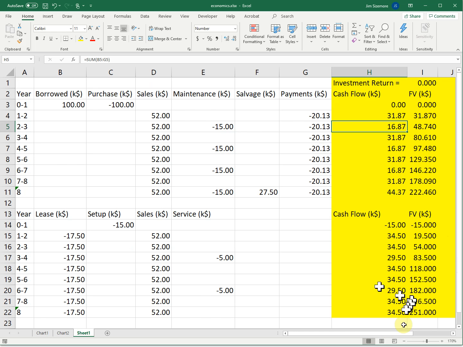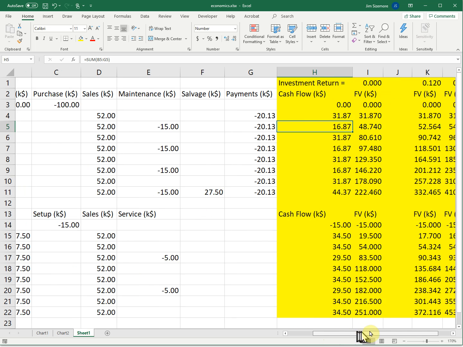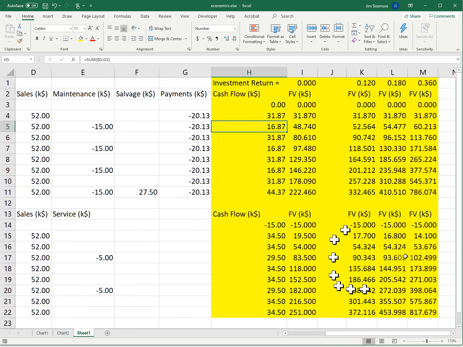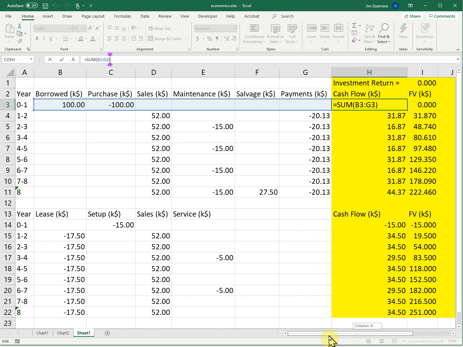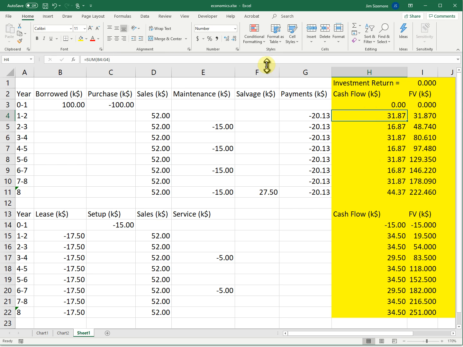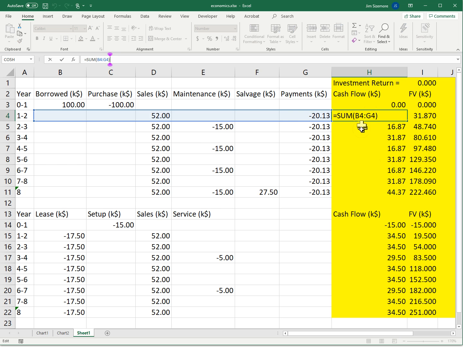The cells highlighted in yellow are the new ones that we're adding to our spreadsheet to the left of our previous analysis. And the cash flow is just going to be the sum of all those previous cells, the sum across the row. And so forth, on down.